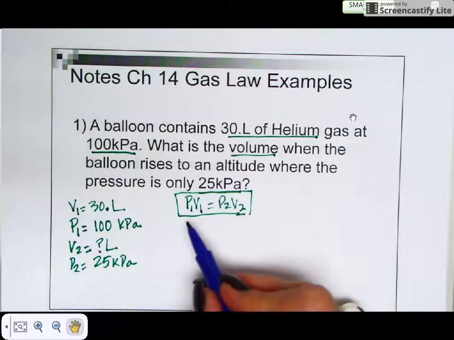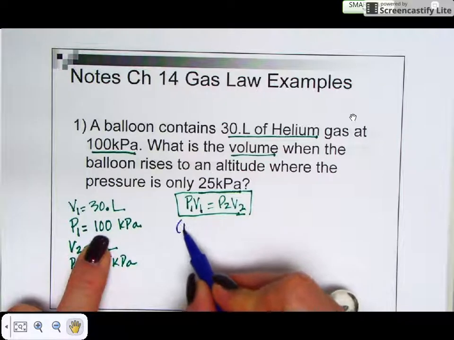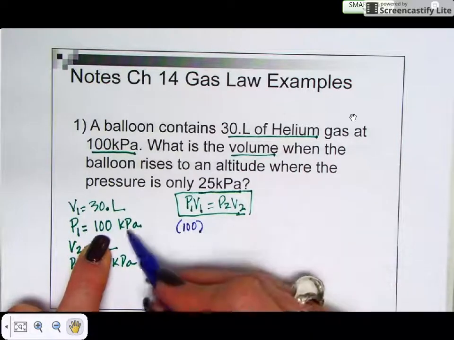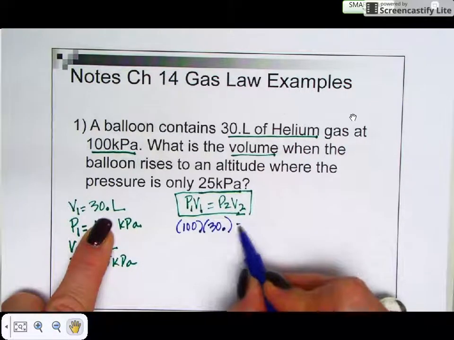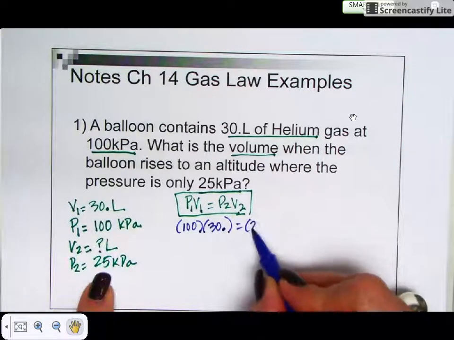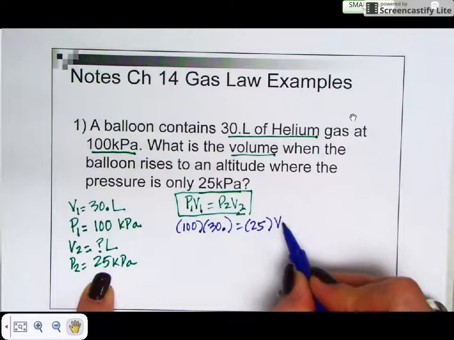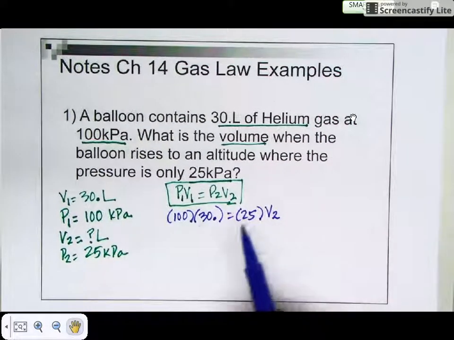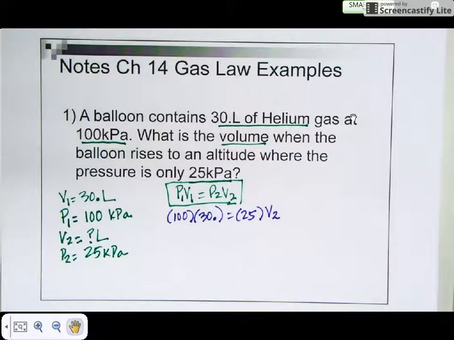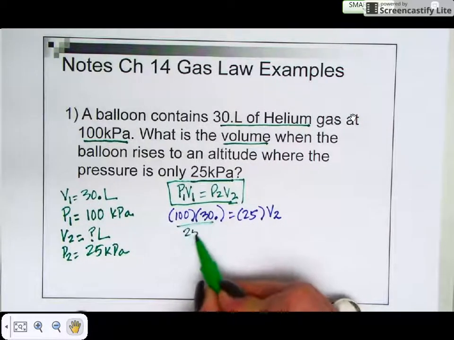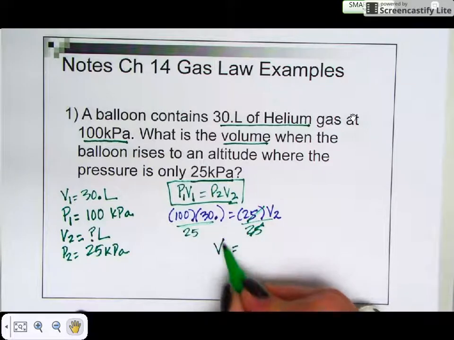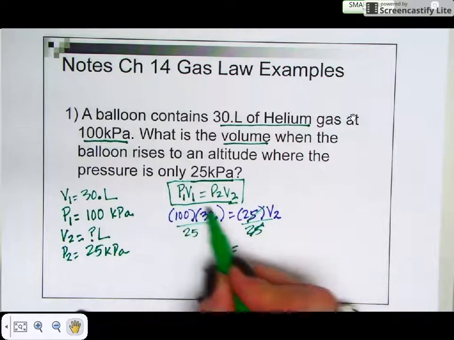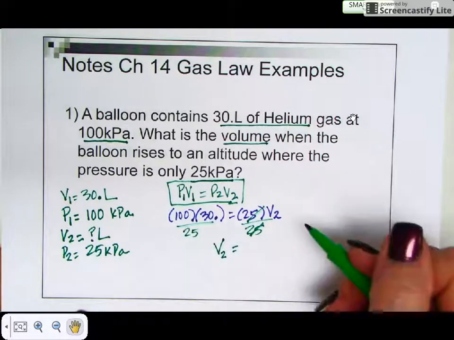Do the algebra. So for P1, you're going to plug in 100 for your pressure. V1 was 30 with a decimal. P2, 25. And V2 is what you're looking for. You're going to isolate your variable, which means we need to divide both sides by 25. Divide by 25, divide by 25. That lets it cancel here. Notice how we've isolated the variable. I'm going to write the V2 on this side. So now you're going to multiply 100 times 30 divided by 25.